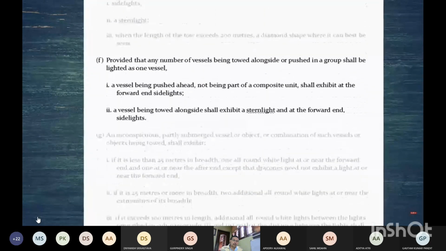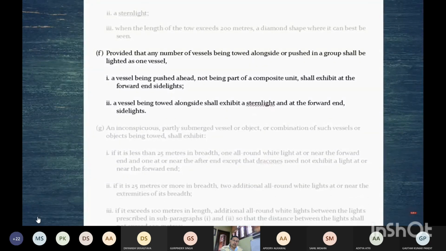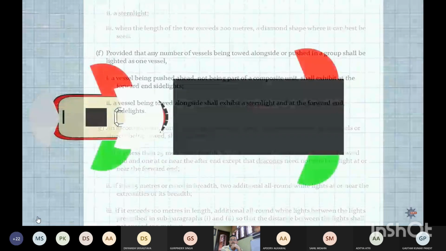Then we move on to the vessels that are being towed alongside or pushed. In this case, if they're in a group and lit as one vessel, if you're being pushed ahead, of course not part of a composite unit, you just need to exhibit side lights at the forward end. And then if you're being towed alongside, you need to exhibit side lights and a stern light.